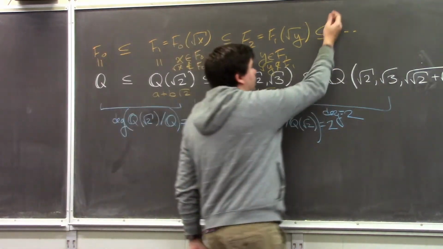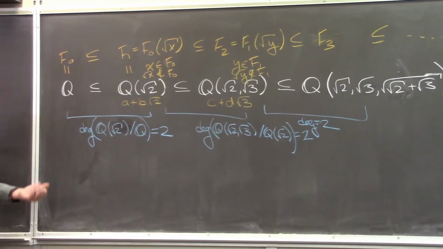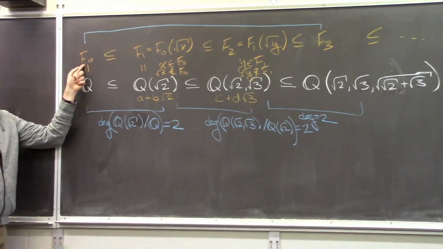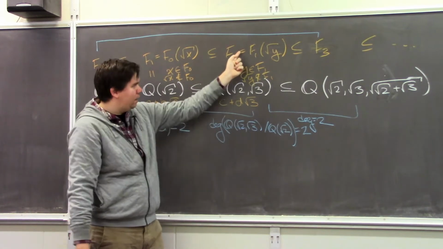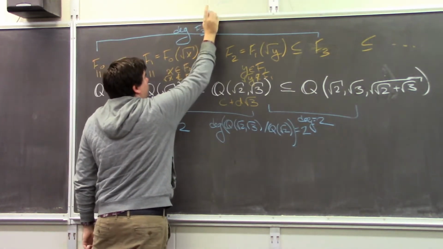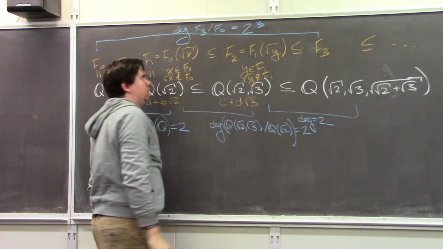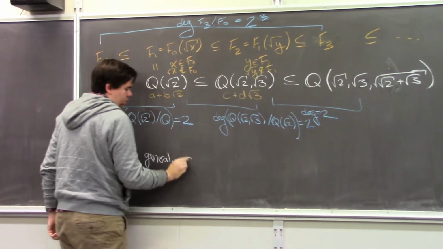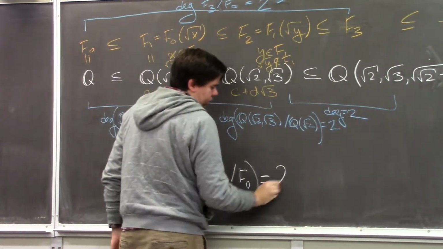But we actually know something a little bit more. Last time, then you get some field 3 and so forth. We saw that if I want to know the degree of, say, field 3 over your original field, you can just multiply your degrees. This was a degree 2 extension, and then you extend it by degree 2 again, and again. So the degree of field 3 over field 0 would be just 2 to the 3, 2 cubed. In general, the degree of F_n over F_0 will be just 2 to the n.